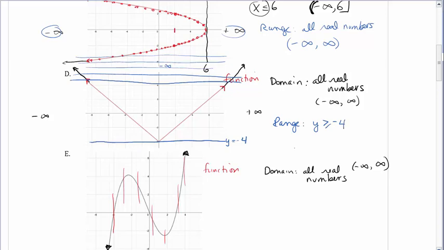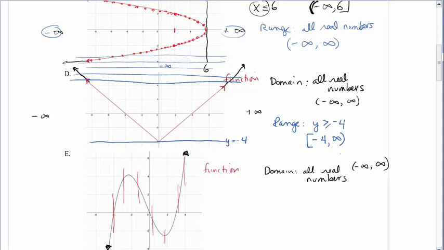If I use interval notation, it always goes from lowest to highest. So the lowest y value is -4. The highest y value is infinity because it goes forever up. I never get to infinity, so I use round parentheses there. And I do actually touch -4, so I use square brackets there.